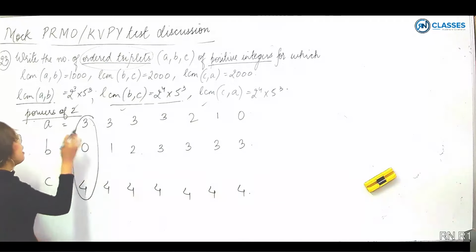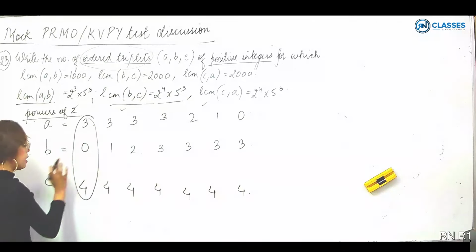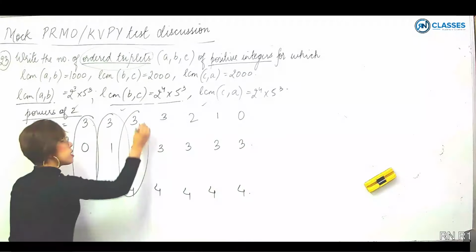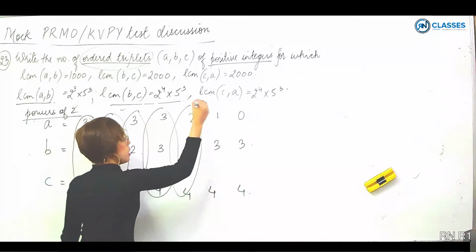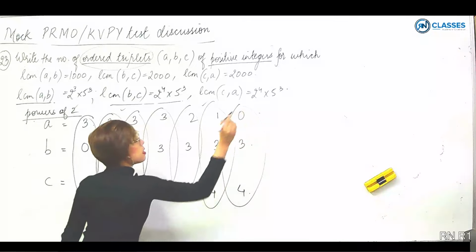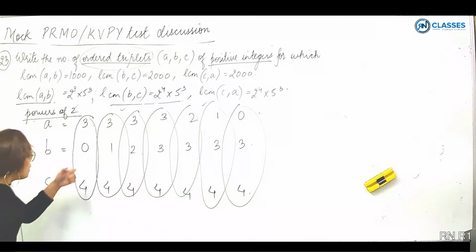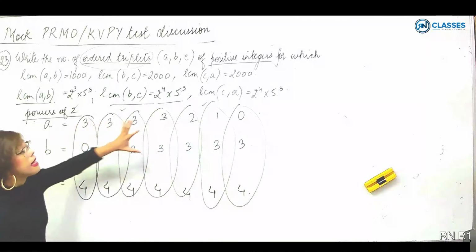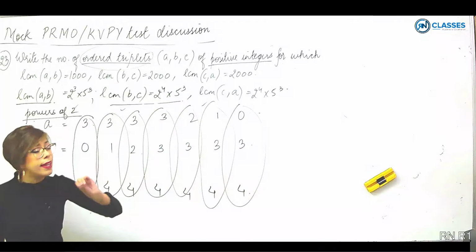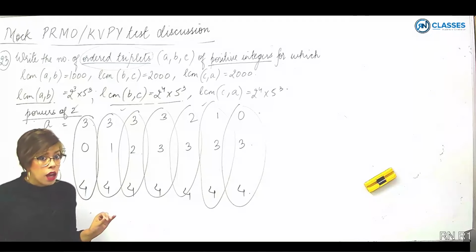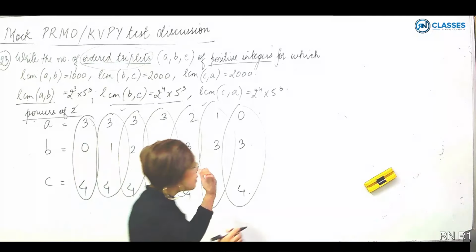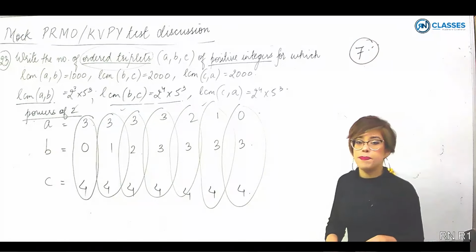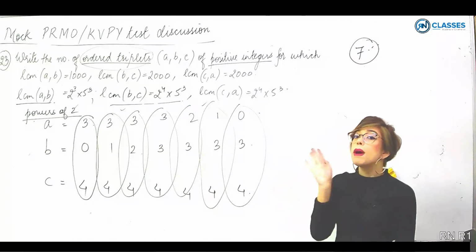This is one such case. Another case might be A has 2 cubed, B has 2 raised to 1, C has 2 raised to 4. Another such case, and then more such cases. That means the power of 2 will be one of these. Apart from these 7 cases, the power of 2 cannot occur in any other way. So the power of 2 can occur in 7 different ways.